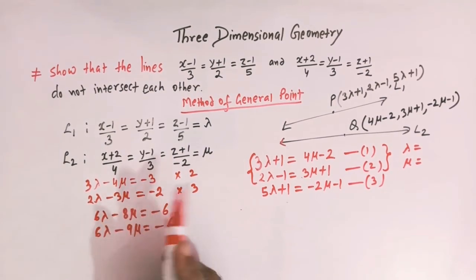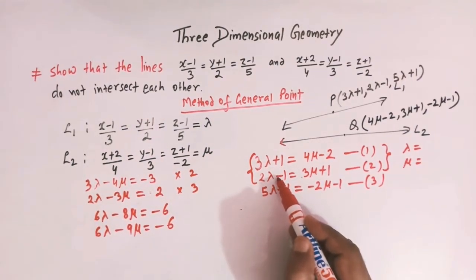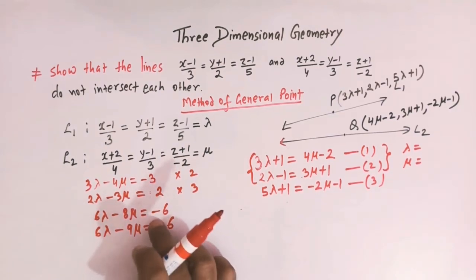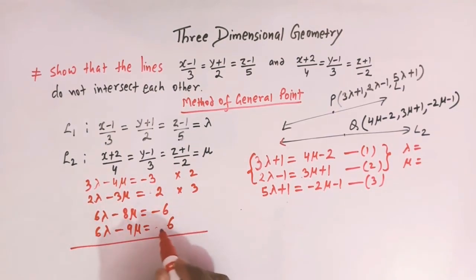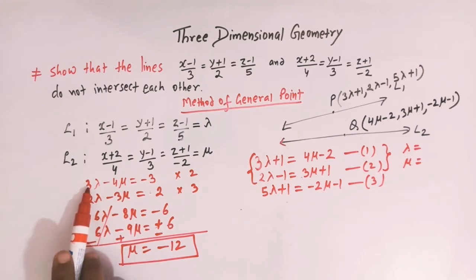So I think here we'll get the positive 2, because this minus 1 will go to the right hand side. So 1 plus 1 is 2. So here we'll have plus 6, right? Okay, so now we have these two equations. We'll subtract and the 6λ and 6λ get cancelled. Here we'll have μ and here we'll have -12, right? Okay, so the value of μ is -12.